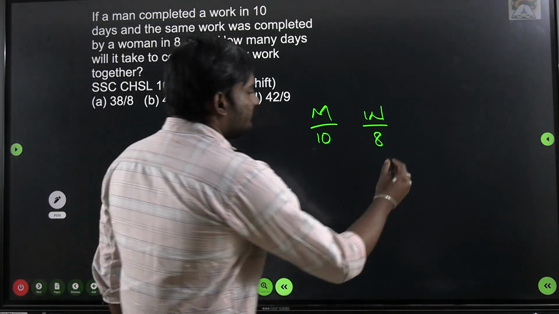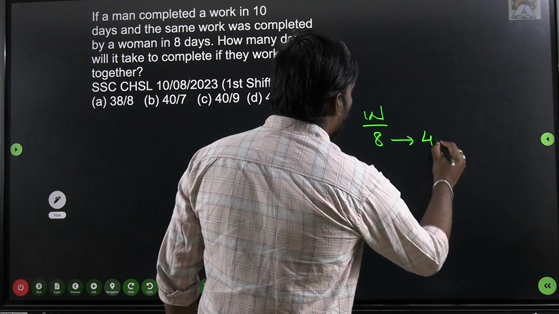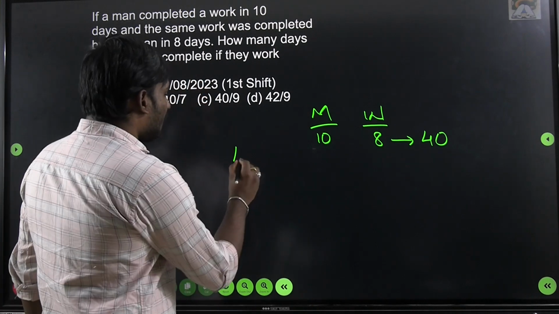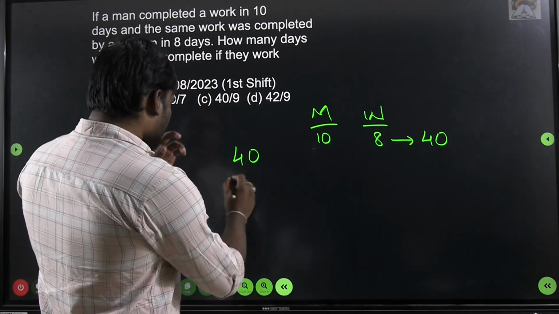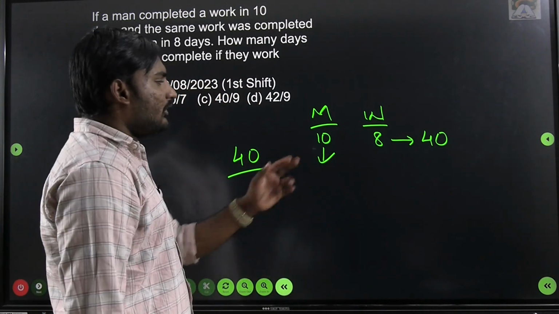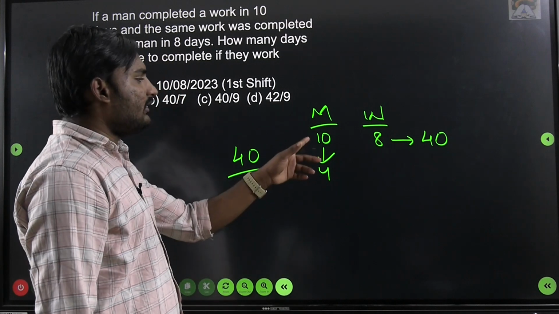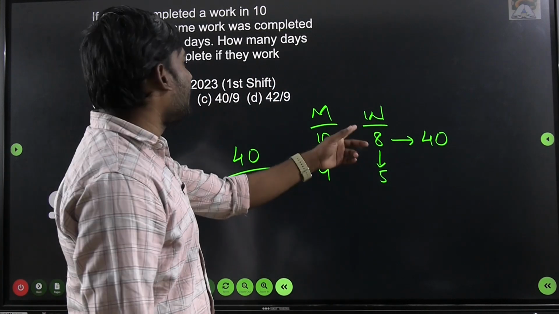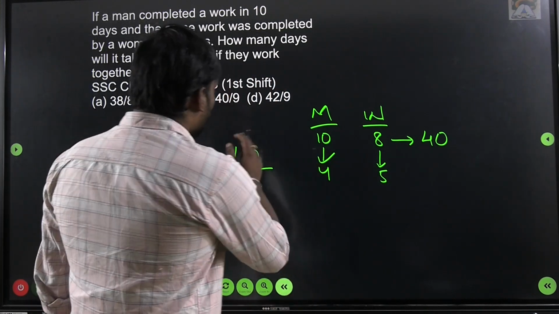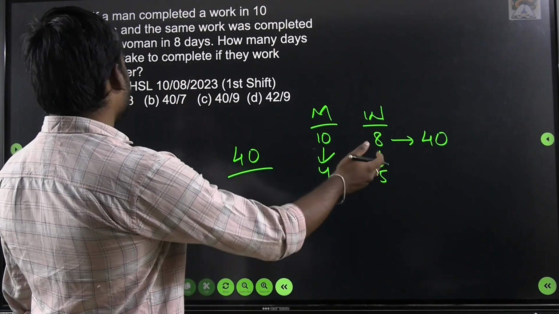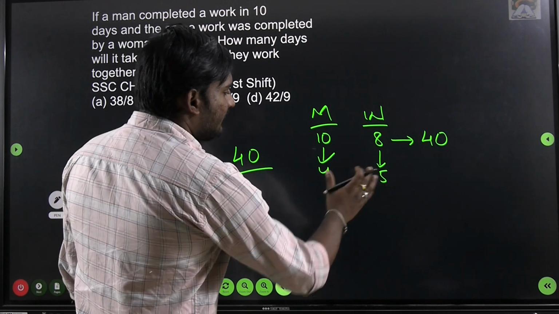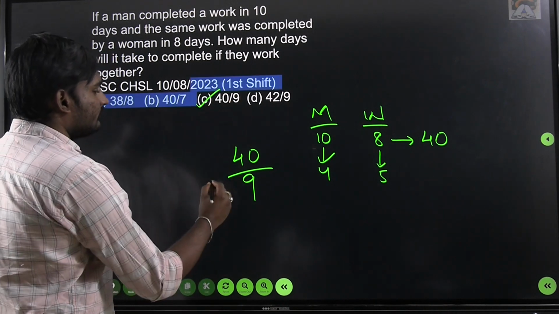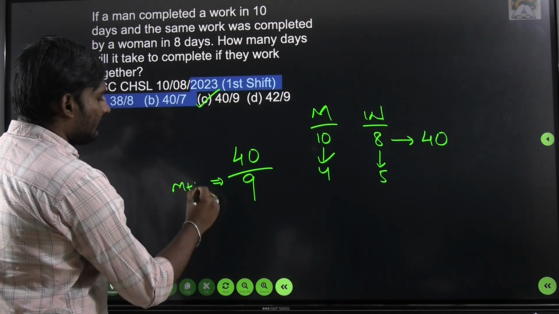Here also same condition. We will take the LCM directly. 10 and 8, the LCM is 40. The total parts is 40. Men can do 4 parts daily to complete the work in 10 days. Women can do 5 parts daily to complete the work in 8 days. Total parts are 40. Men and women together can complete 9 parts daily. So 40 by 9 is the answer, together men plus women.